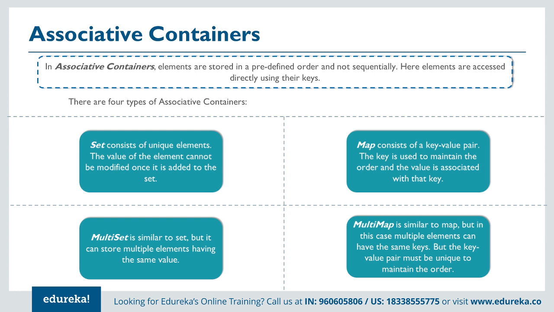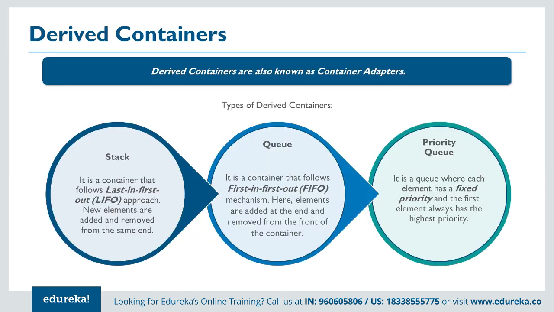So basically duplicates are allowed in the case of a multimap, and you access the value with the help of a key. So it's a key-value relationship. Then we have a multi-map. Now let's look at what a derived container is. Derived containers are also known as container adapters. We have basically three types under this: stack, queue, and priority queue.